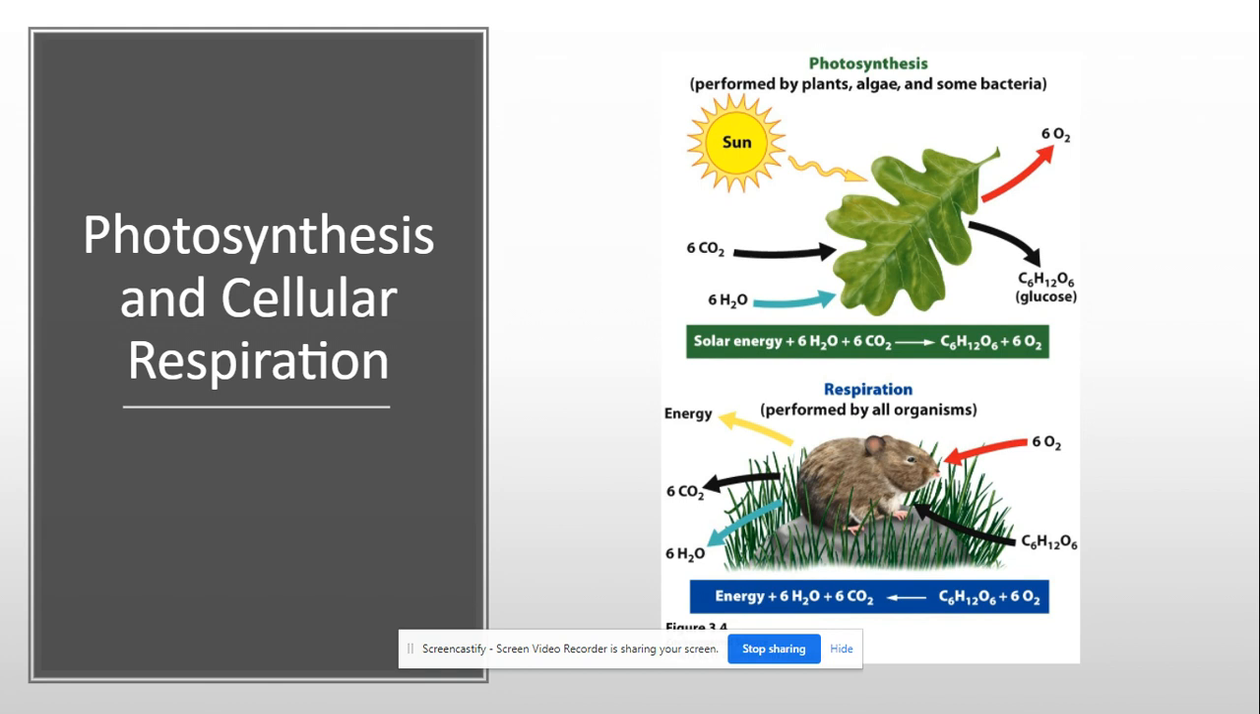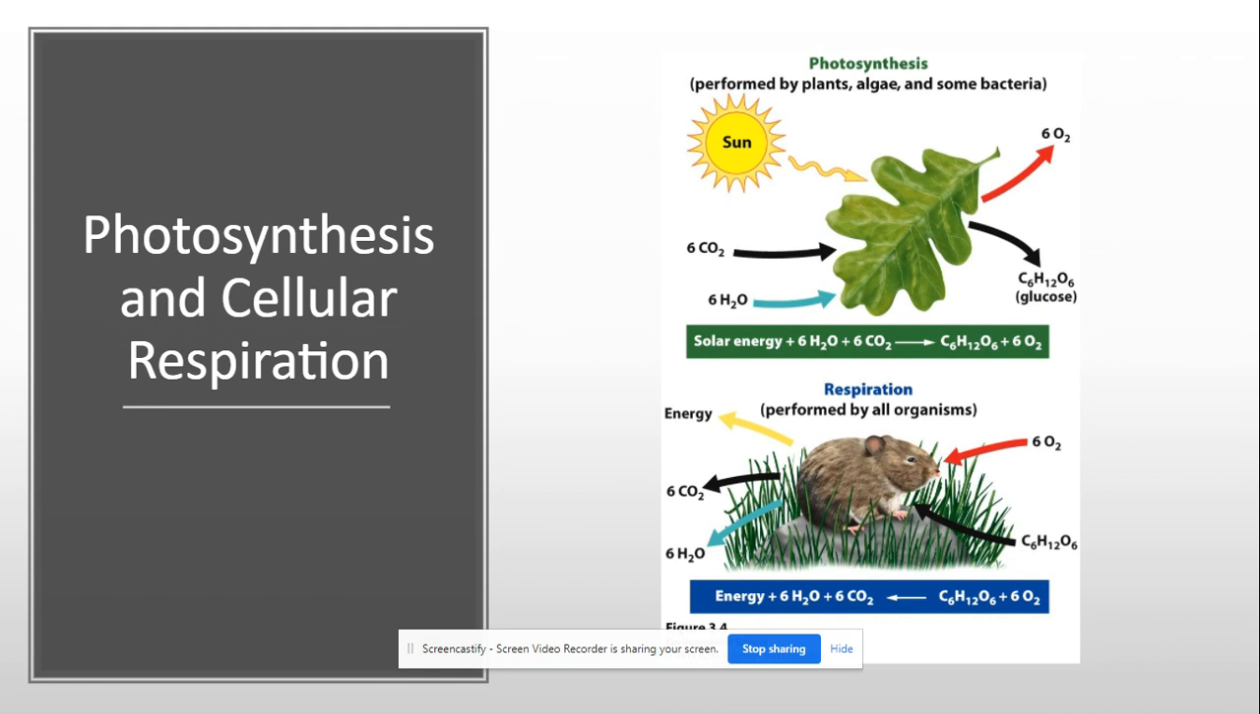So, thinking back to bio, we know photosynthesis is performed by plants, algae, maybe even some bacteria. We know it's solar energy, H2O water, and carbon dioxide that gets transformed into C6H12O6, which is glucose, as well as oxygen.